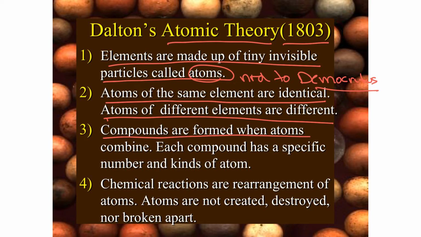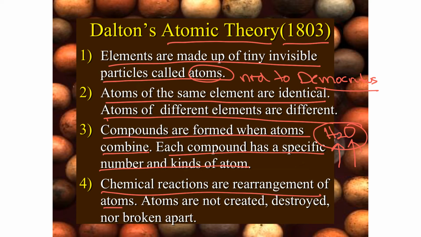Compounds, he said, are formed when atoms are combined. Each compound has a specific number and kind of atom. So a compound would be like H2O. John Dalton said that water has 2 parts hydrogen and 1 part oxygen. And chemical reactions are arrangements of atoms, but atoms are not created or destroyed or broken apart. So you'll see that some of these things turn out to be right, but some of them are not.